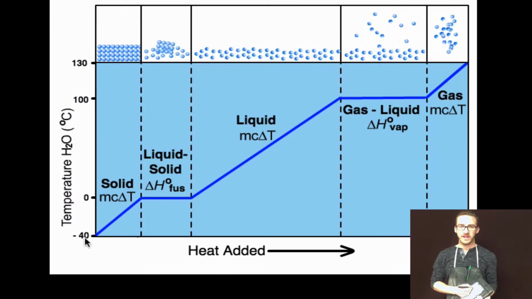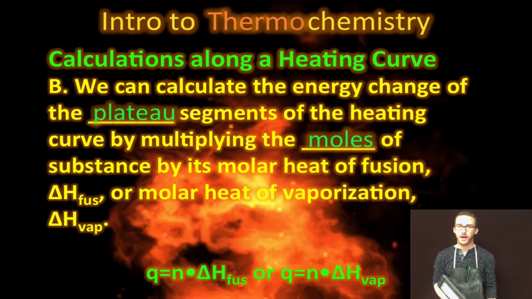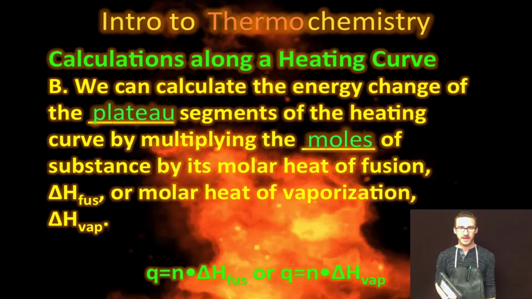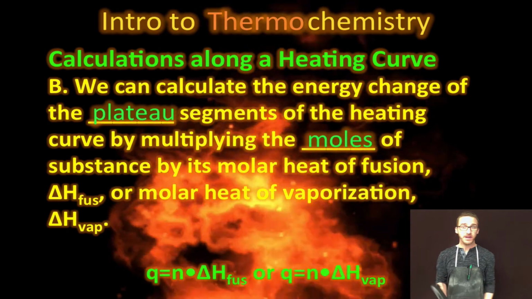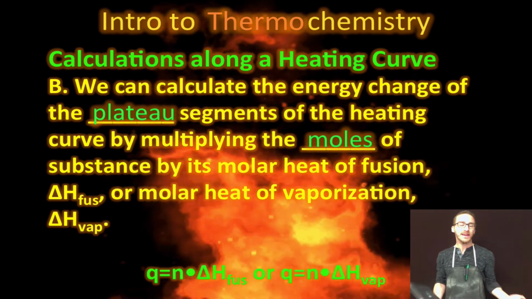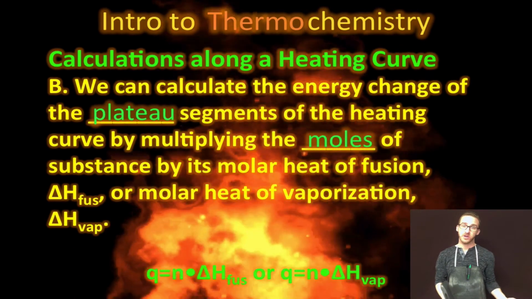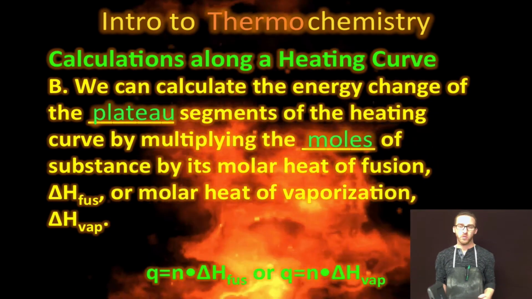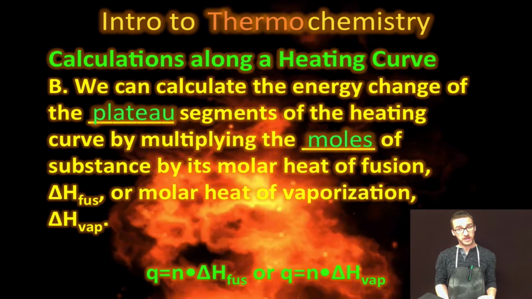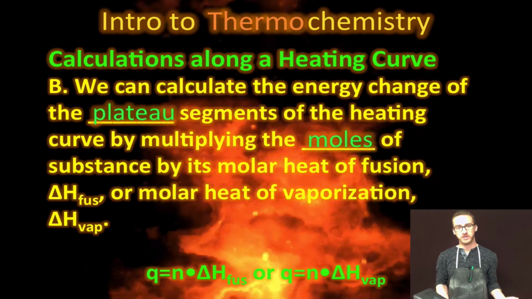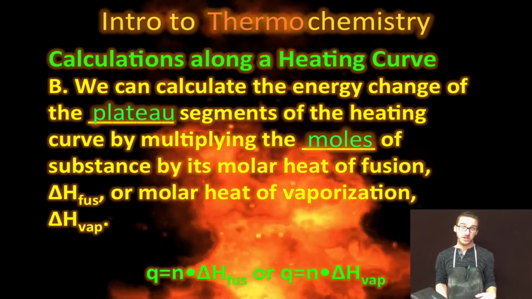Take a look once again at this example heating curve of water. You're going to use mcΔT anytime you're working at one of the sloping sections. But if you're on a plateau section, the calculation is a little bit different. There is no ΔT, there is no change in temperature. So when you're working on a plateau section, you're going to use what's called the molar heat of fusion, when we're talking about melting or solidification, or the molar heat of vaporization, when we're talking about vaporization or condensation.